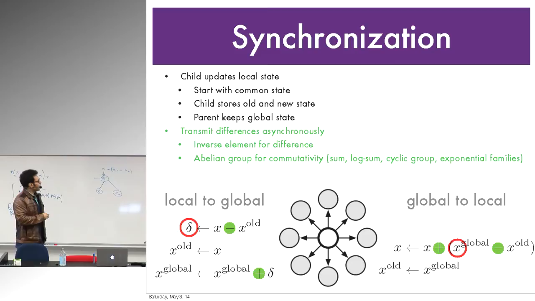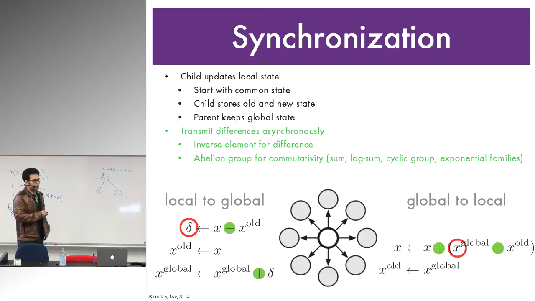You send messages from local to global, and you send messages from the global state to the local replica. Okay. So again, as I said, each processor has a local copy. It has its own examples. It reads the local copy and updates the local copy.